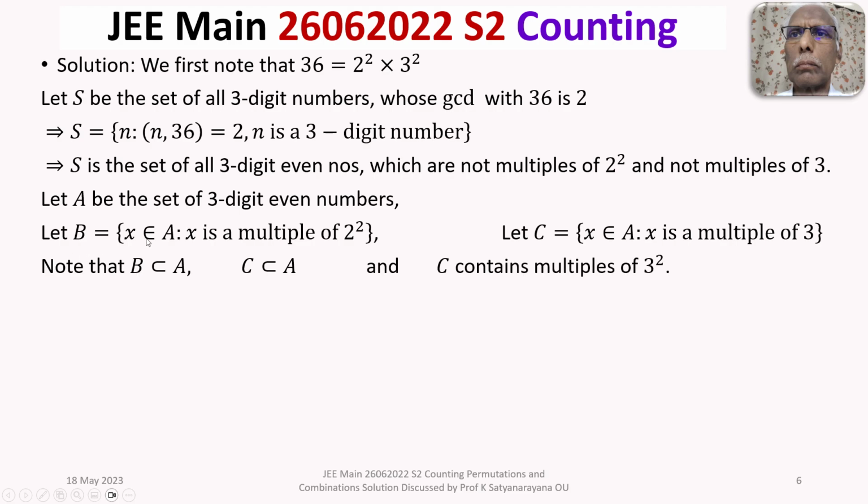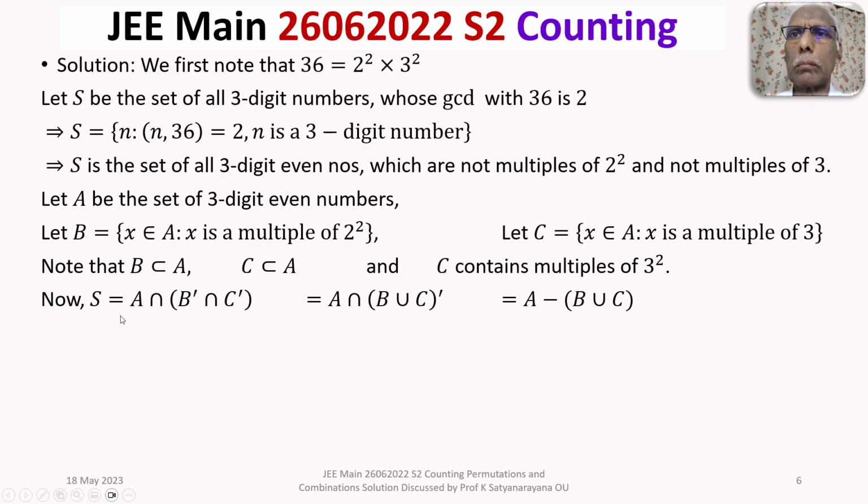Note that B is contained in A, obviously, because the elements of B are elements of A with a property. So B is contained in A, and so also C is contained in A. Further, note that C contains multiples of 3 square also. If a number is a multiple of 3 square, it is definitely a multiple of 3. So the set of all multiples of 3 includes the multiples of 3 square also. Therefore, there is no need of taking another set.